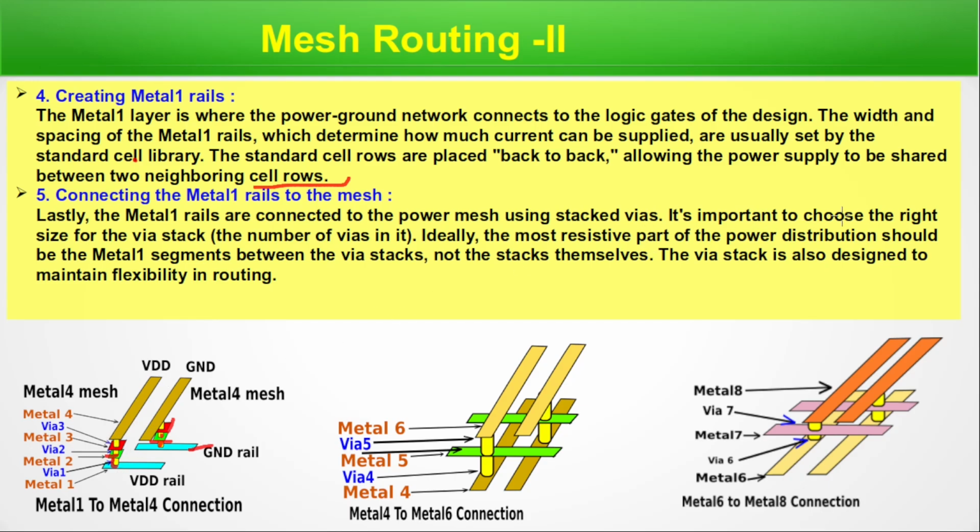With these stacked vias, it's important to choose the right size of the via stack, that is the number of vias in it. Ideally, the most resistive part of the power distribution should be the metal 1 segment between the via stacks, not the stacks themselves. The via stack is also designed to maintain flexibility in routing. And from metal 2 to metal 4 connection like that, metal 4 via 4, metal 5 via 5, metal 6 this way, and then metal 8, 6 to 8. This way connections of metal layers and vias, metal layers and vias are developed. So this is mesh routing.